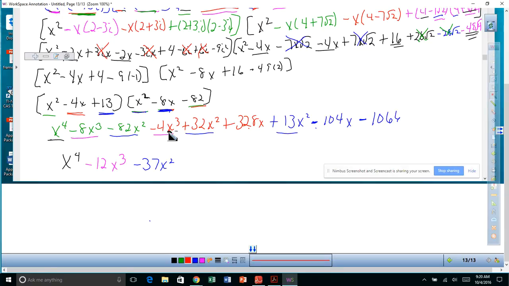All right, so what do we got here? We got 328x minus 104x. So that's going to be 224x, and that's going to be positive 224x. And then all we got left is the minus 1066. There we go. We did good. There it is, 1066. Good deal.